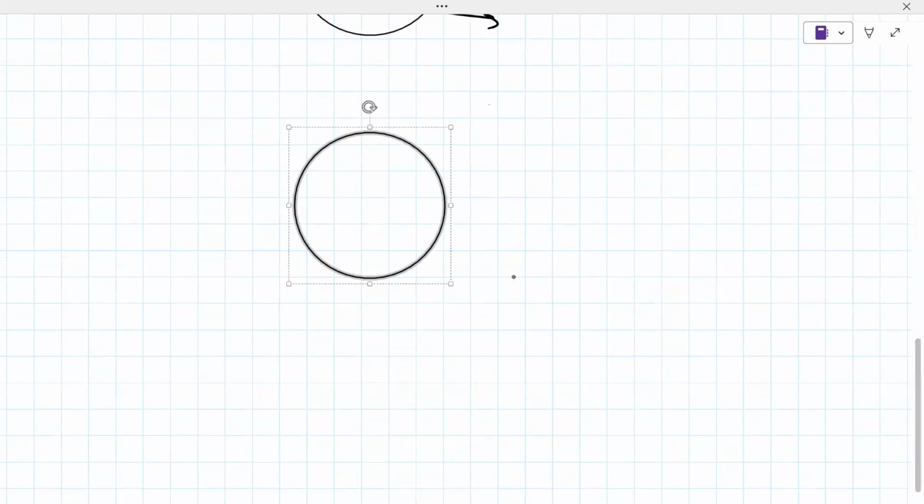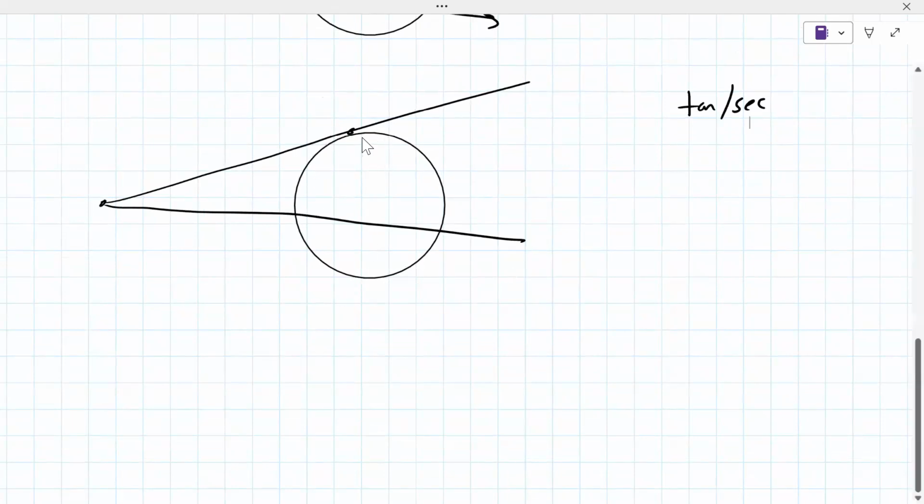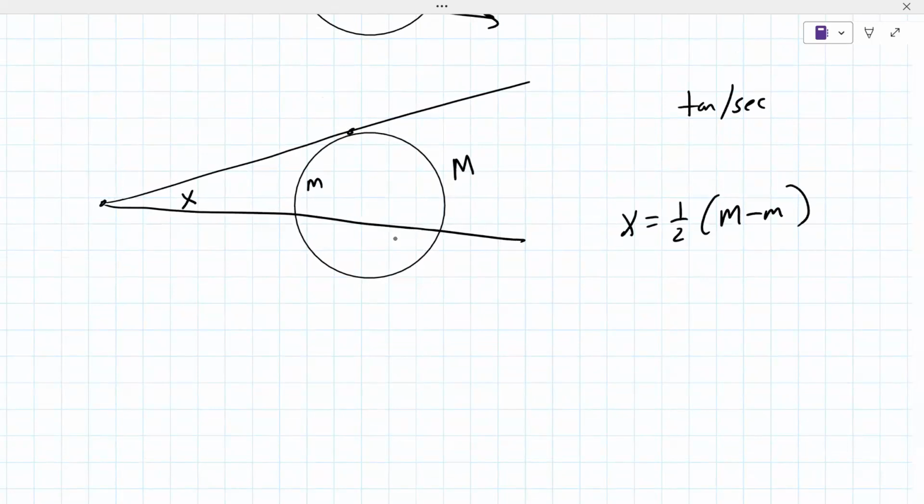There's kind of two ways you can show it, but it's a tangent secant. It doesn't matter if the top one's the secant and the bottom one's a tangent. You still have a major, a minor, and an X. X is still 1/2 major minus minor. Major minus minor. All right.